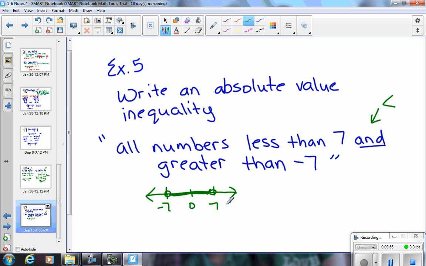So this is just like saying the distance between a number and 0 is less than 7. So we have some number, I'll call x. The absolute value of x is less than 7. This would be an absolute value inequality to represent that. So use this word. If it was an or, I would have had greater than instead.